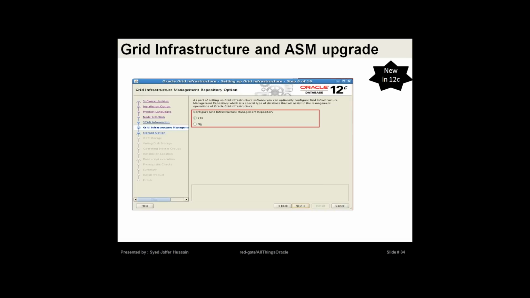After the node selection, you will see some SCAN information, which is the normal information, and there is something new that has been introduced in 12c, which is the grid infrastructure management repository option.